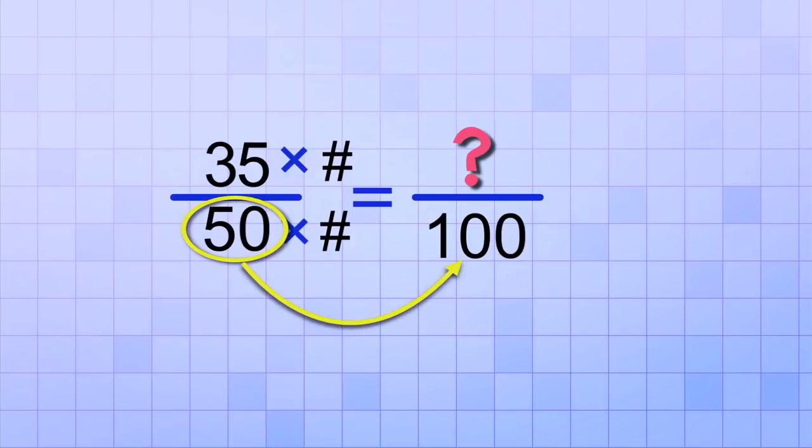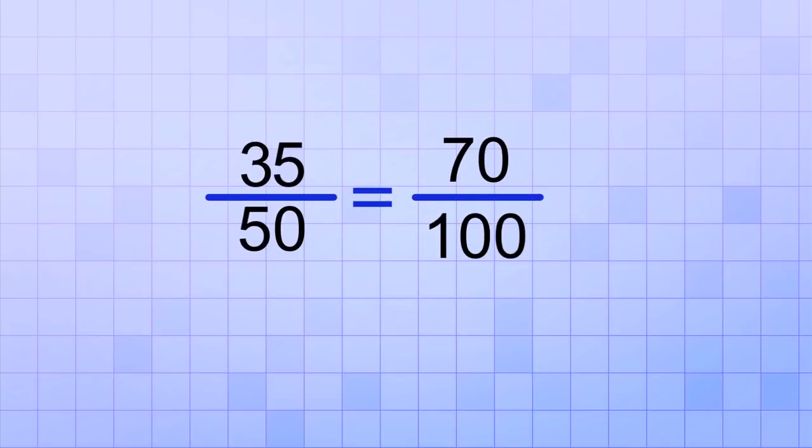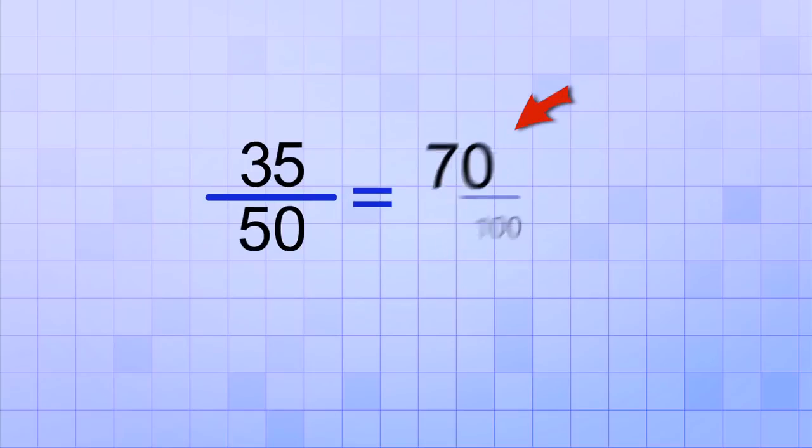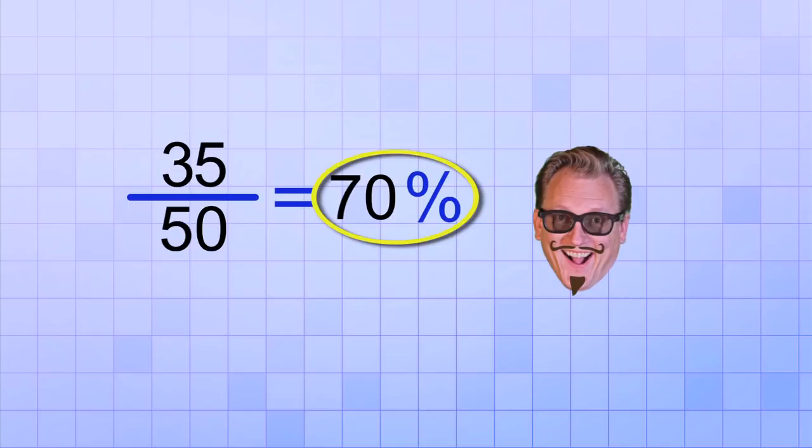Well, the number 2 looks like it would work. If we multiply the bottom by 2, 2 times 50 gives us 100, and then we also need to multiply the top by 2, and 2 times 35 equals 70. So now we can see that 70 over 100 is equivalent to 35 over 50. And since 70 over 100 is just 70%, it means that our uncle has visited 70% of the states.